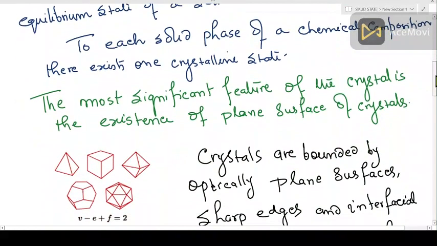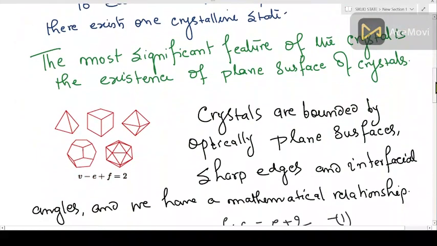The most significant feature of the crystal is the existence of plane surfaces of a crystal, and this is related to the entire topic of optics and crystal study. If you have studied optics and polarization, you must have studied quartz crystal. Quartz crystal is a very magnificent crystal in terms of physics. It may not be precious, but it is a very magnificent structure.